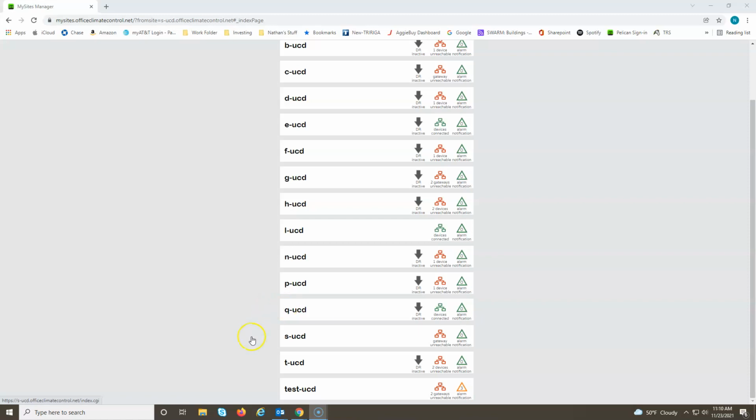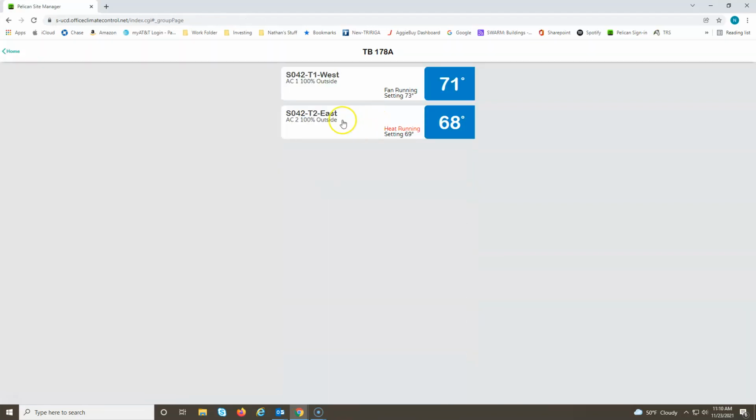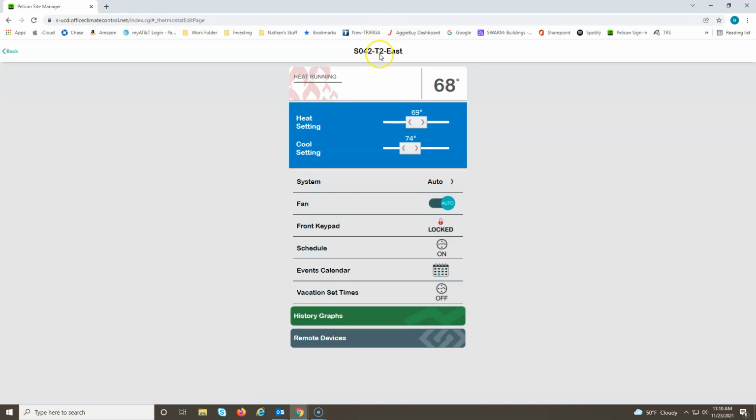All right, guys, one of the quick ways that the service guys use the Pelican to help them troubleshoot is by looking at a specific thermostat when it goes into alarm. So, for instance, we're going to go into the S zone, 178A, which is a certain building, and we're going to start looking into a specific thermostat.